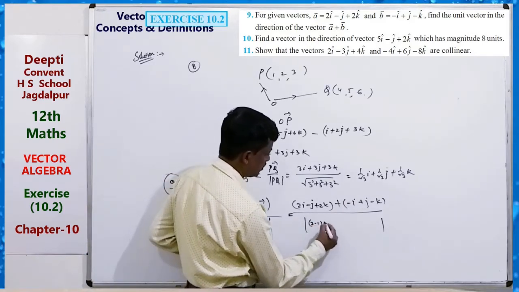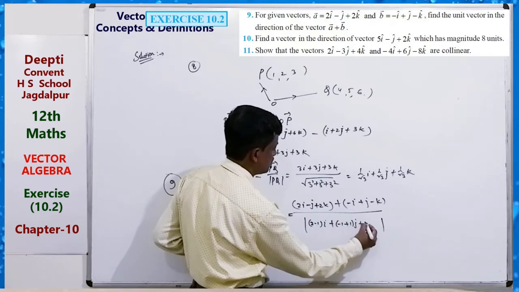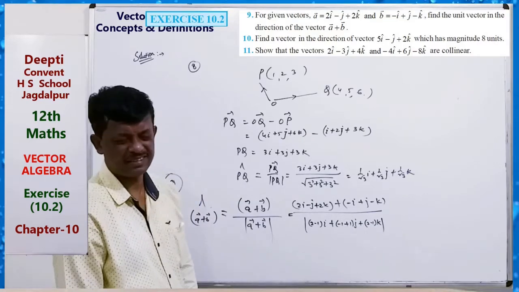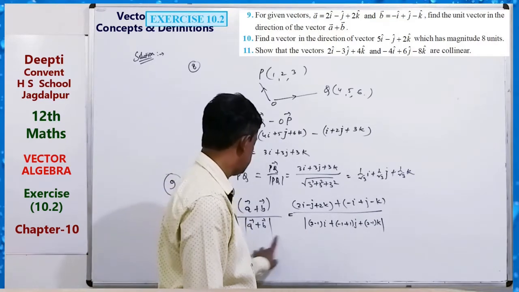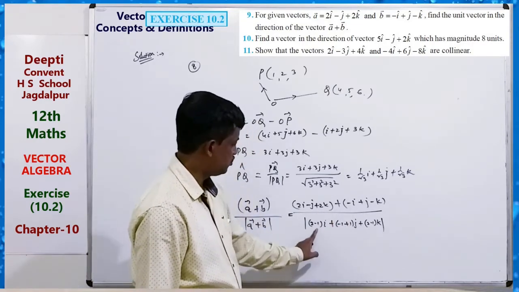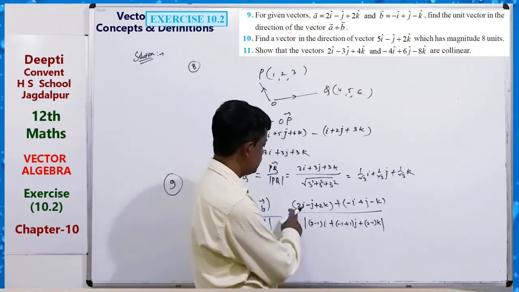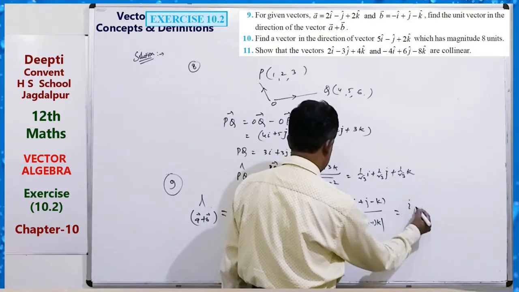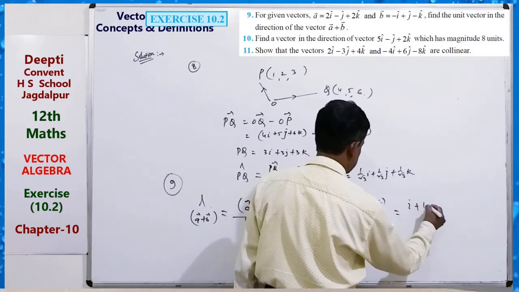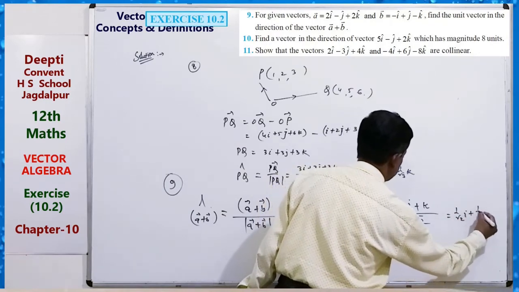2 minus 1 i plus minus 1 plus 1 j plus 2 minus 1 k. Just sum it. Okay, you have to do it in detail. Here we can see that this is 0. So the modulus is 1 square plus 1 square, which is root 2. So here 2 minus 1 gives 1, which means i plus k upon root 2 equals 1 by root 2 i plus 1 by root 2 k.